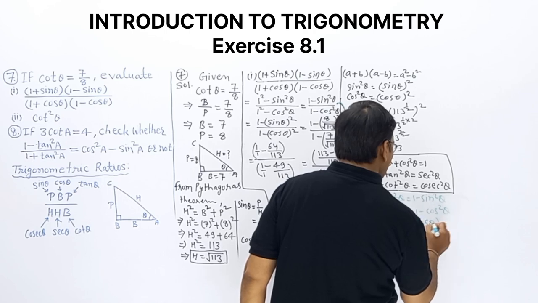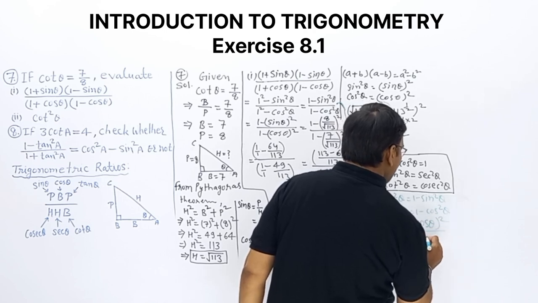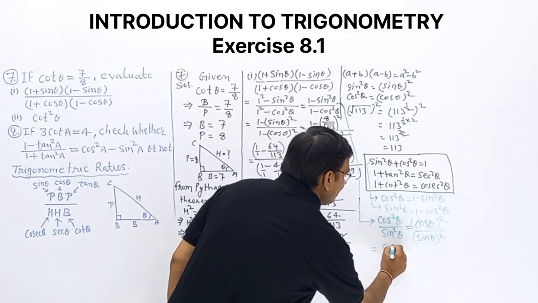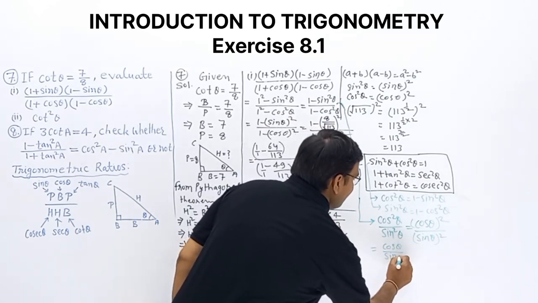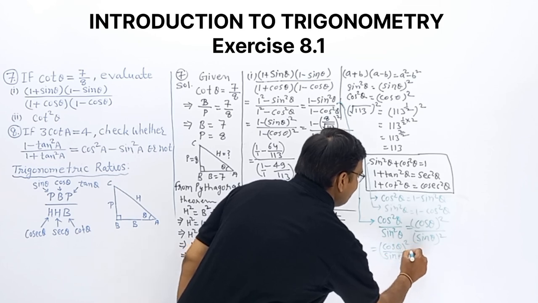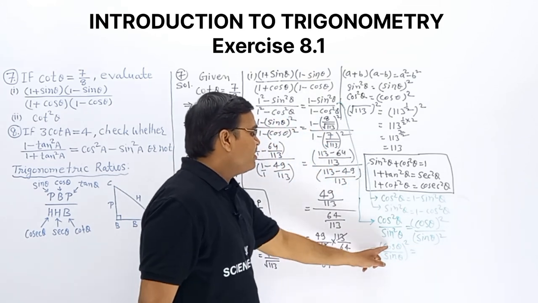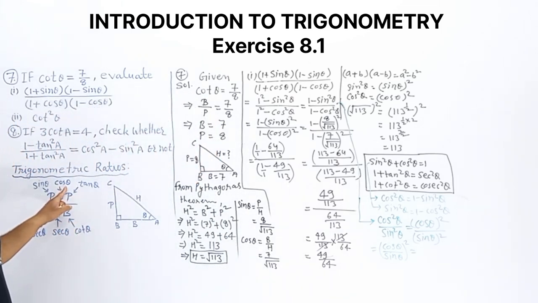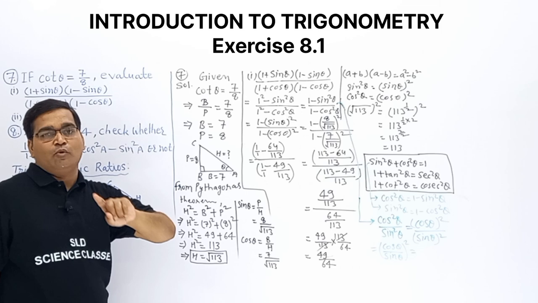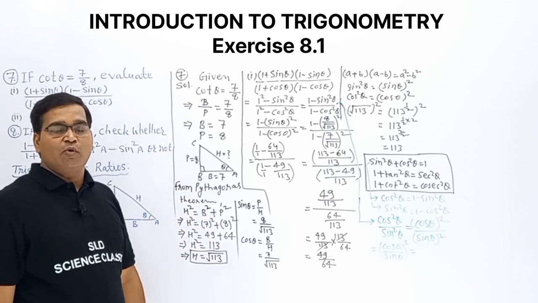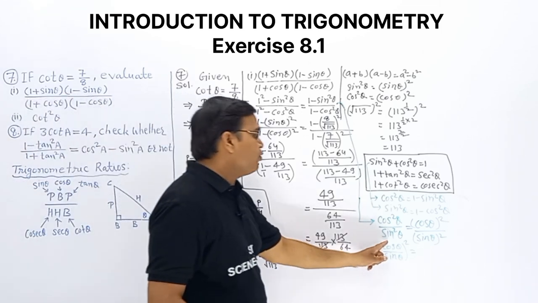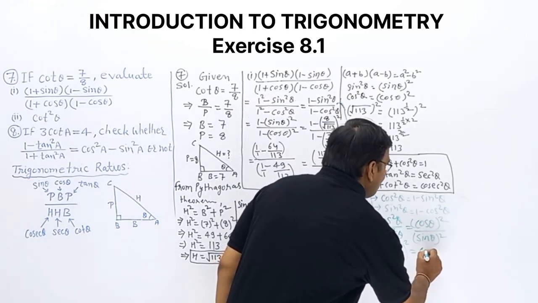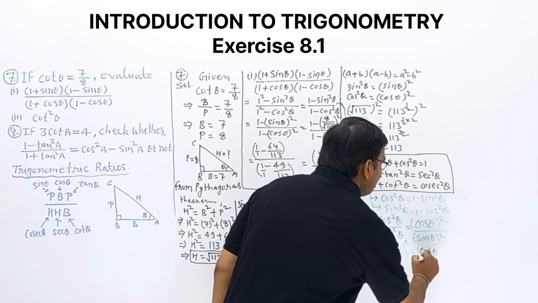Cos theta whole square, and this one is sin theta whole square. And this is cos theta upon sin theta whole square. Cos theta upon sin theta is what? Tangent theta is sin theta upon cos theta, and its reciprocal will be cot theta. So the cos theta to sin theta ratio is cot theta.